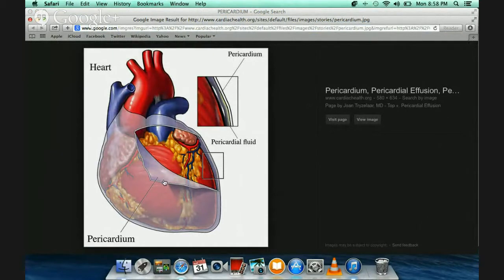This white, thin, tissue paper-like tissue is called the pericardium. Peri means around, cardium means heart. A sheath that is around the heart is called the pericardium. It is a very thin layer of tissue that surrounds the heart, and there's a thin layer of fluid between the heart muscle and the pericardium.